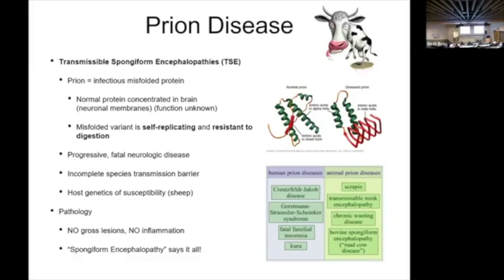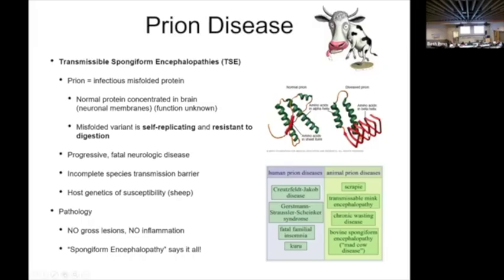So BSE, as you know, we worry about eating meat of mad cows, BSE cows, because it is transmissible to humans. It causes vCJD, or variant Creutzfeldt-Jakob disease, in humans. So there is some species barrier between certain species and certain forms, but it is incomplete. So a lot of these, we should be concerned that they may potentially be transmissible to humans.